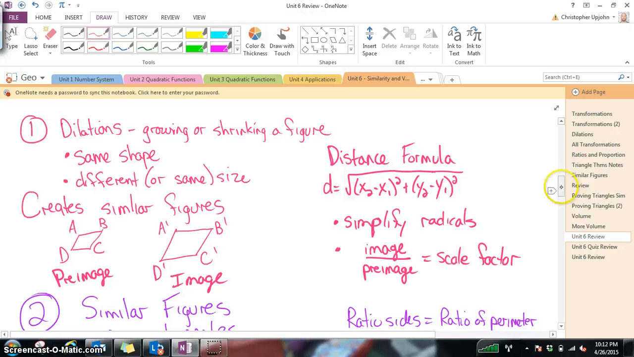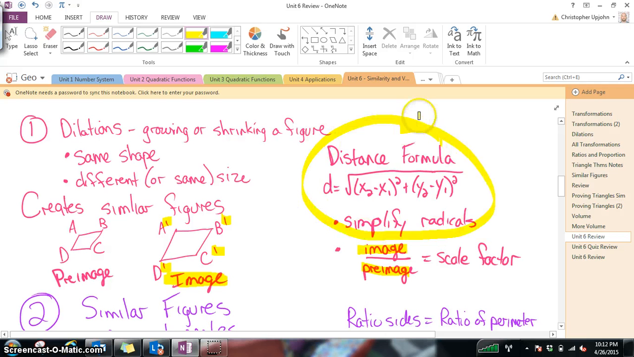So again, recap, dilations, growing or shrinking a figure, same shape, different or same size, create similar figures. Our image, the second thing, and it has the primes, little apostrophes. To find our scale factor, it's the image divided by the preimage. It's our second thing divided by the first thing. And then we need to make sure we simplify the radical. Some of us had problems with this on the test.